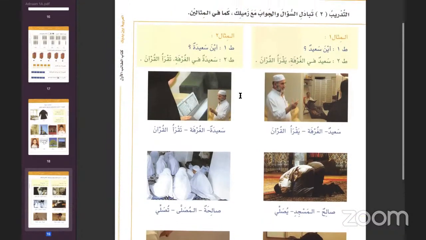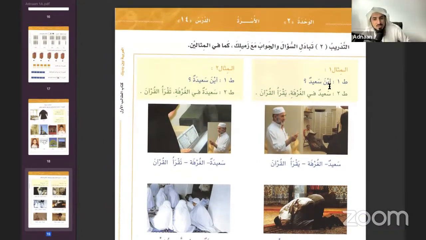Yes, understood. Right. Here, remember it's the first module, they're trying to teach you a little bit more of the sentence structure, along with bearing in mind masculine and feminine. Aina means where. So here they're telling you, Aina Sa'idun. Sa'id is a boy, masculine. Aina Sa'idatun. Notice that round feminine.